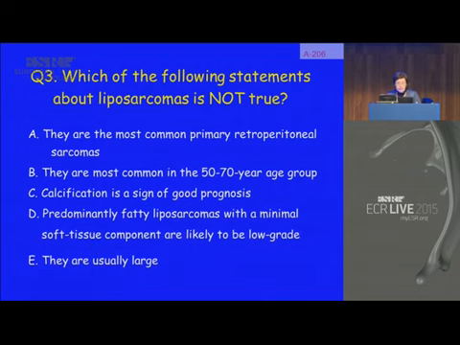So I have a question regarding liposarcoma. Which of the following statements is not true? A, they are the most common primary retroperitoneal sarcomas. B, they are most common in the 50-70-year age group. C, calcification is a sign of good prognosis. D, predominantly fatty liposarcomas with minimal soft tissue components are likely to be low grade. And E, they're usually large. Please vote.